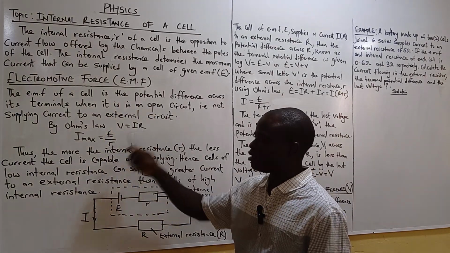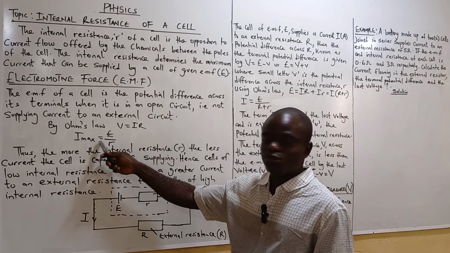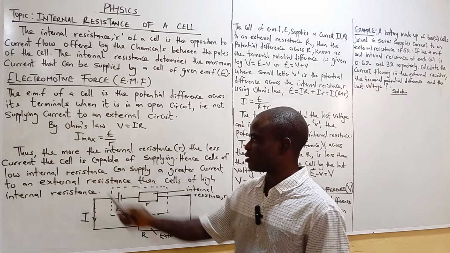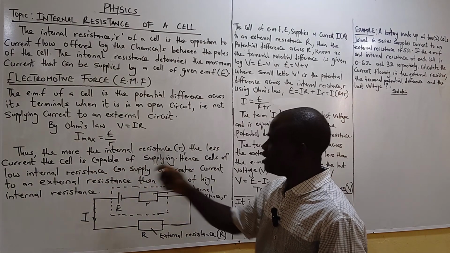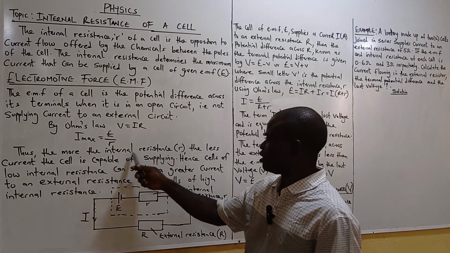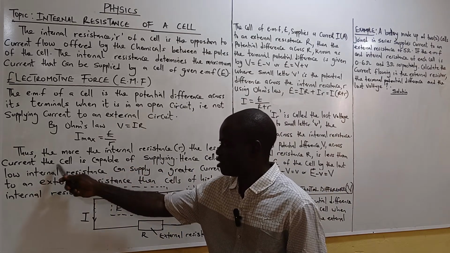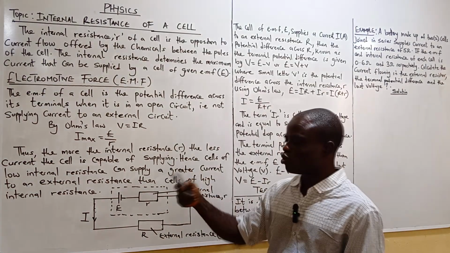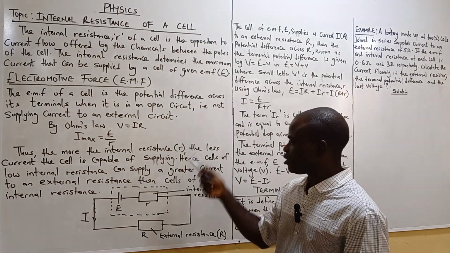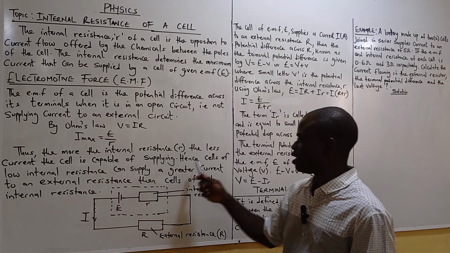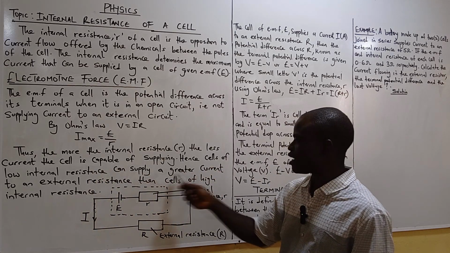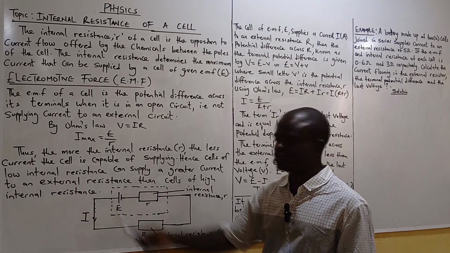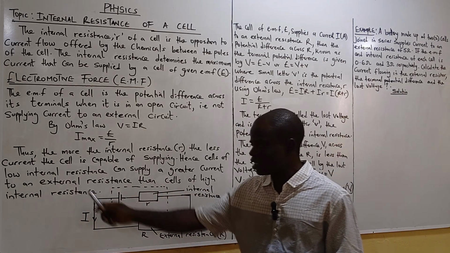By Ohm's law, V equals IR. The maximum current, when the cell has not been used at all, I maximum equals E over R. This is the electromotive force over the internal resistance. Thus, the more the internal resistance R, the less the current the cell is capable of supplying. When you have higher internal resistance, the cell will not be able to supply more current. Hence, cells of low internal resistance can supply a greater current to an external resistance than cells of high internal resistance.